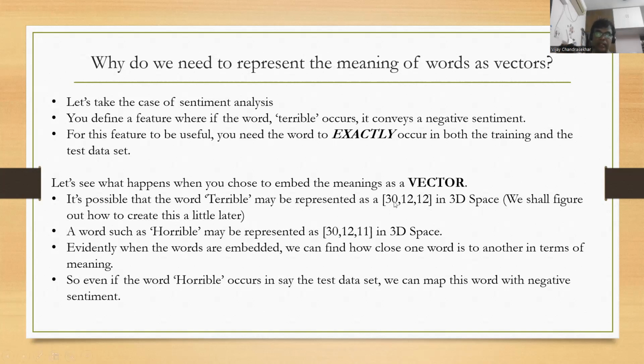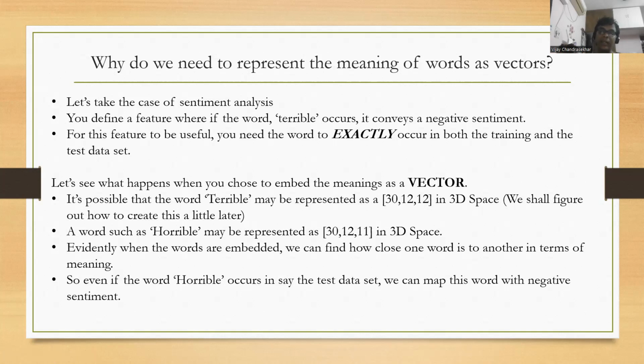So what we're saying here is, but here in this case we can talk of distance for convenience. So the distance between these two words is very small because this is 30, this is 30, in the dimension 12, in the dimension 12, there are 12 and 11. So if I were to plot the distance between these two words, it's small. So I can say horrible is very close to terrible, when I vectorize it.